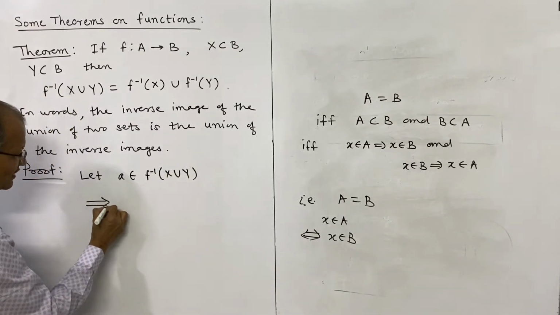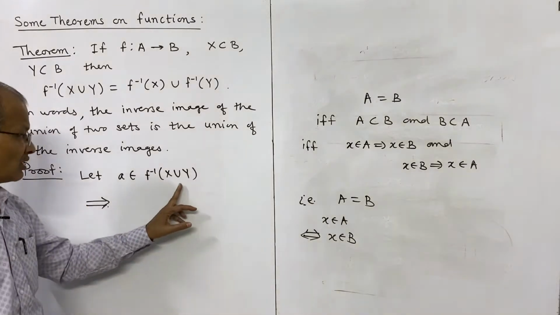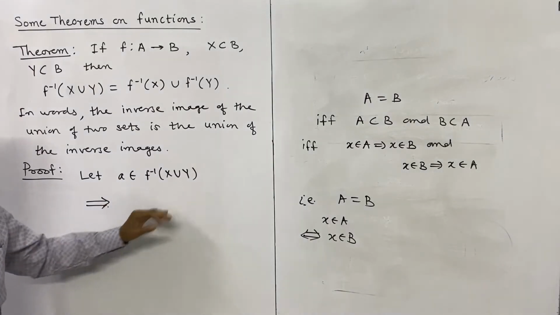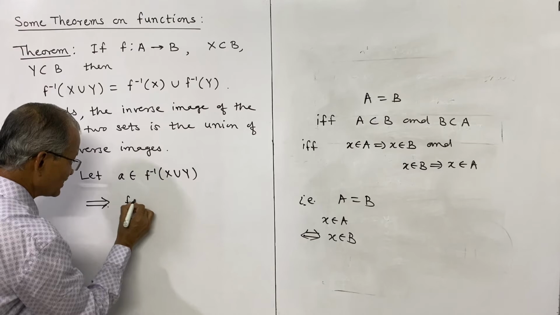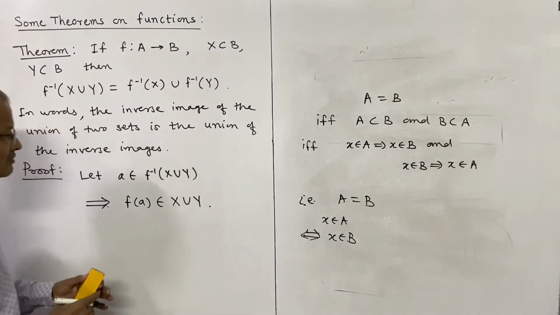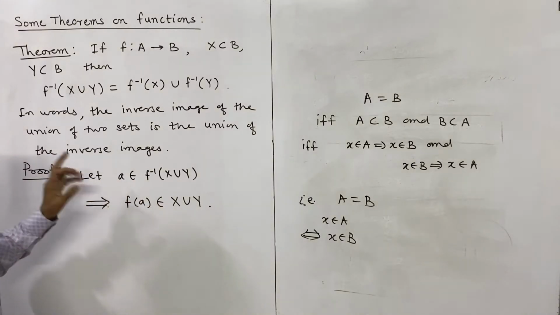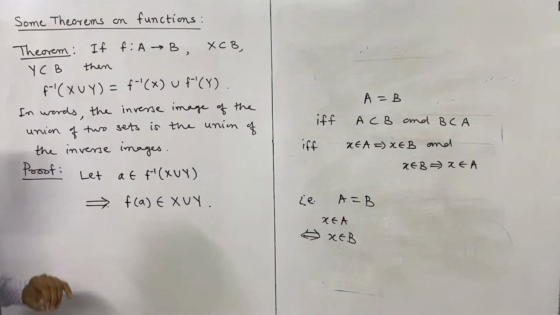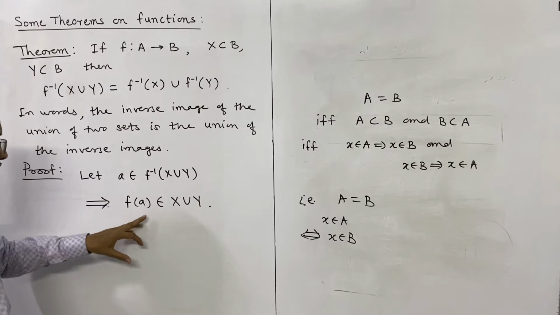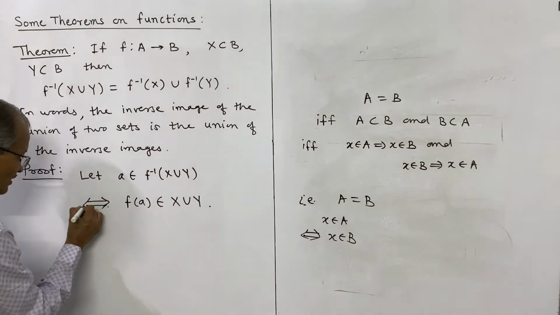So this implies if A belongs to f inverse of X union Y, then that will imply f of A will belong to X union Y. This implies f of A belongs to union of X and Y. This is by definition of the inverse. Say this f inverse is shifted to the left side, it becomes f. So A is in the inverse image of X union Y means f of A will be in X union Y, and this is a two-way implication.